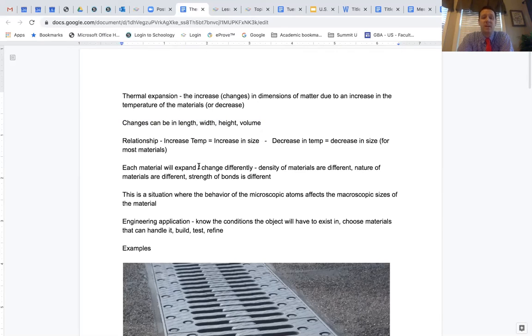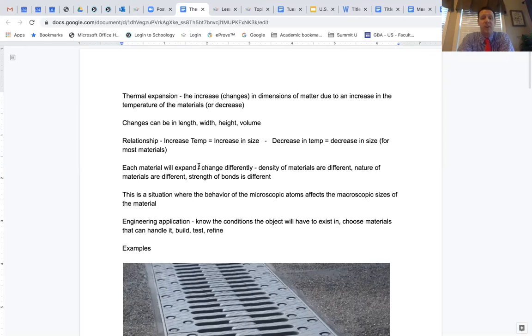So the expansion and the change that happens in materials is all based on the material. It might be affected by the density of the material, but there's not a guarantee that the most dense materials are going to have the most expansion, or the most dense materials are going to have the least expansion. It's not just about density, but the density can have an effect on that. The nature of the materials, right? How strong they are, how strong the bonds are. Some of those things are all going to play into it.